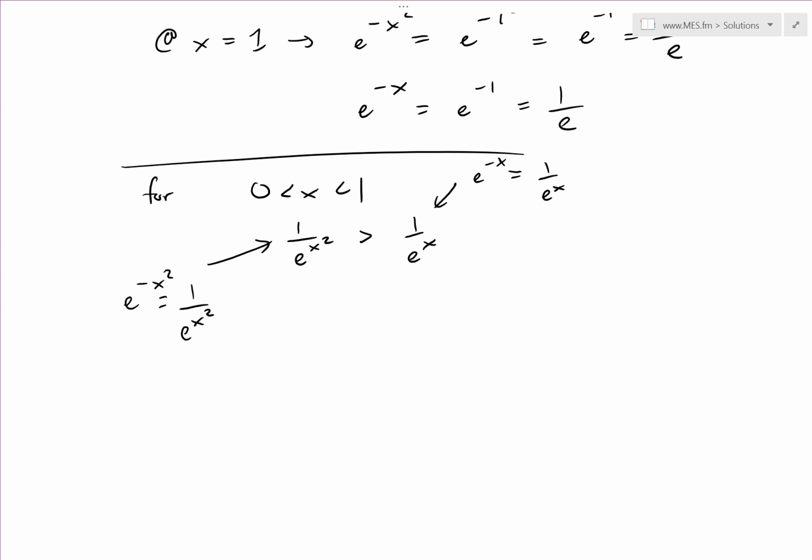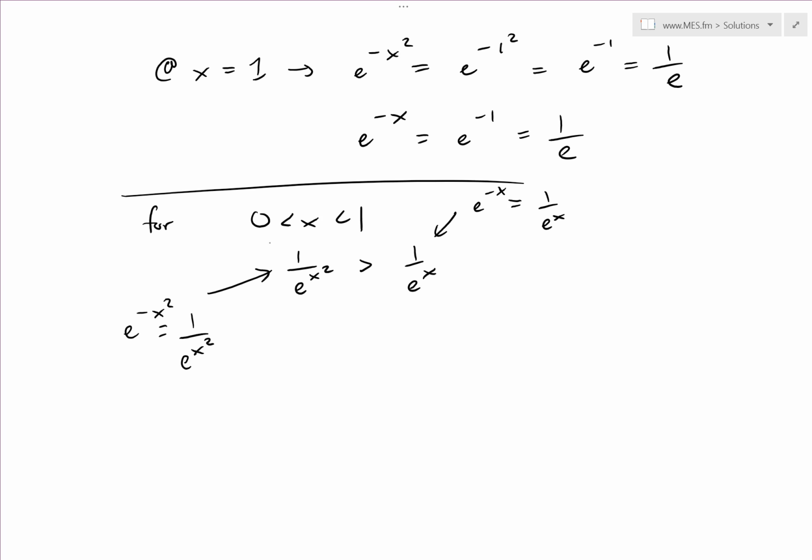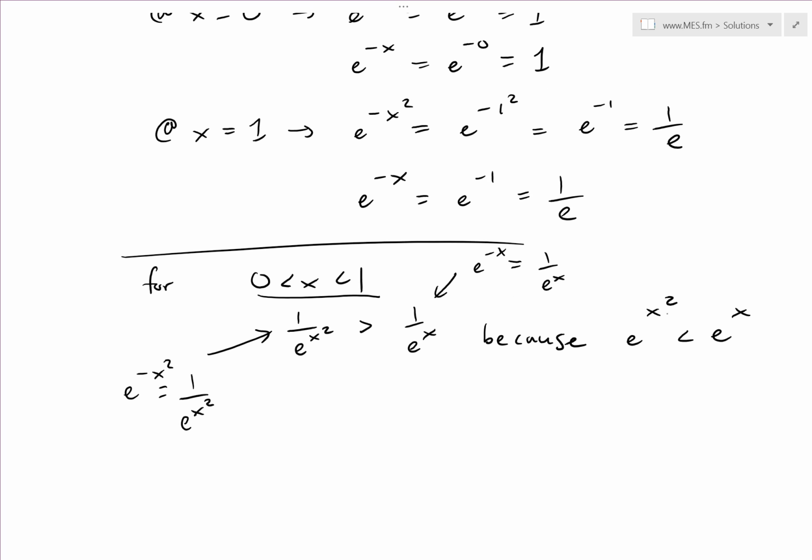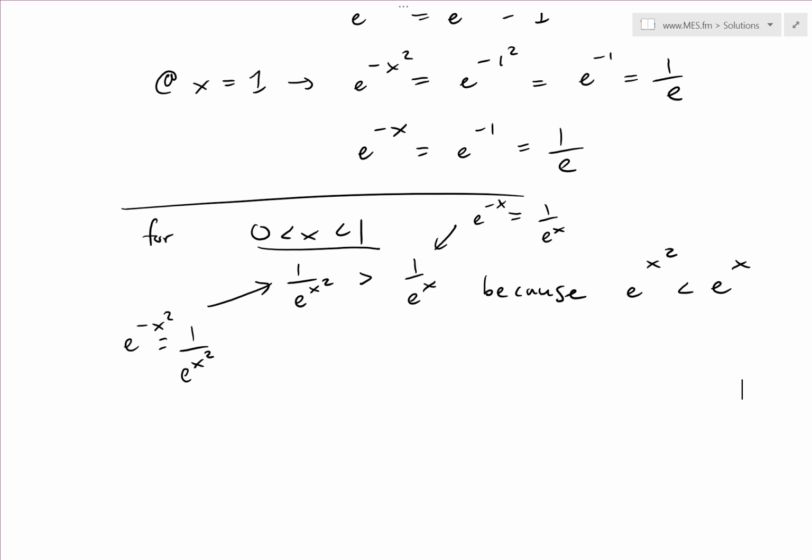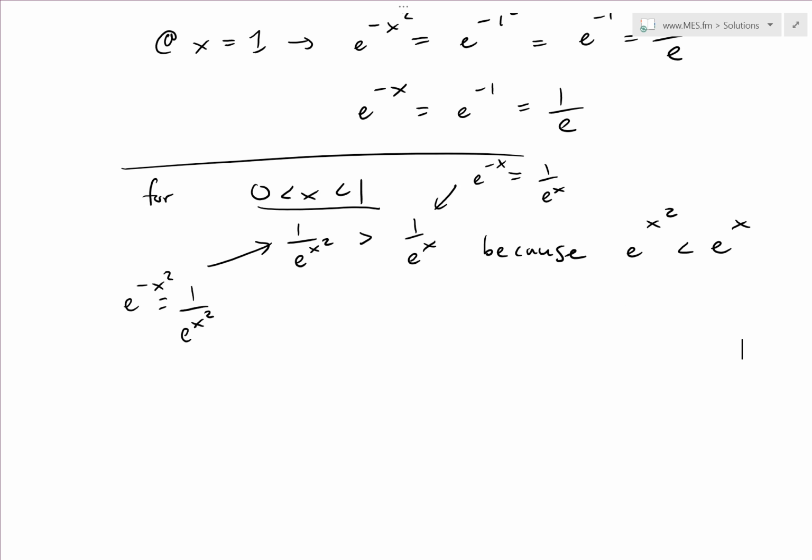So this function is greater than this one for the domain 0 less than x less than 1, and that's because e to the x squared is going to be less than e to the x in this region. The reason is that you're squaring a fraction that's less than 1, and that ends up being smaller than the number itself.